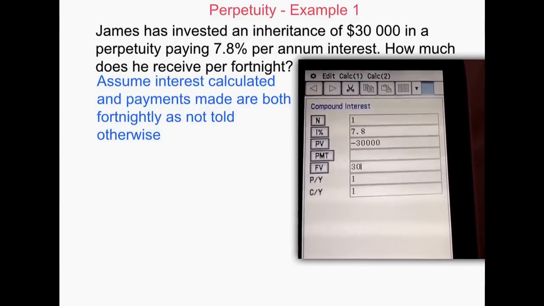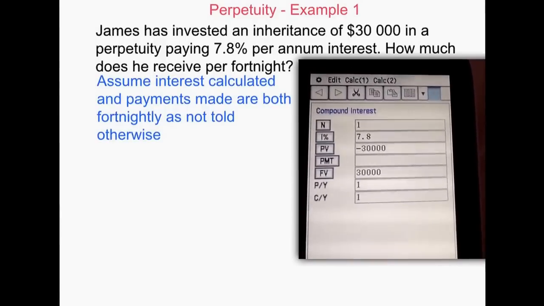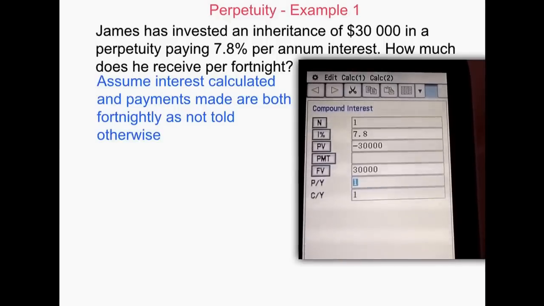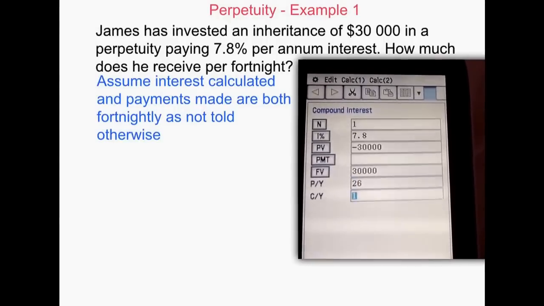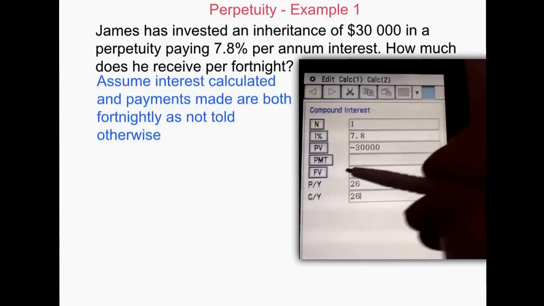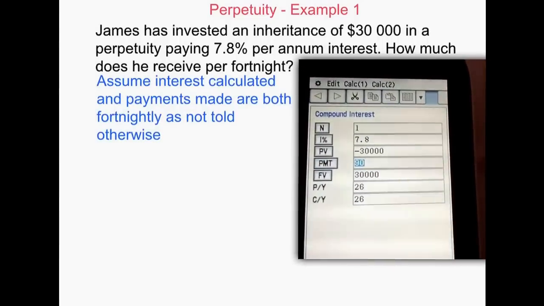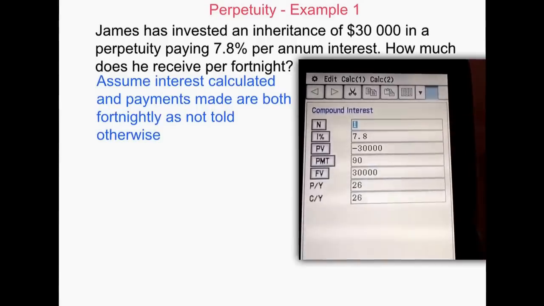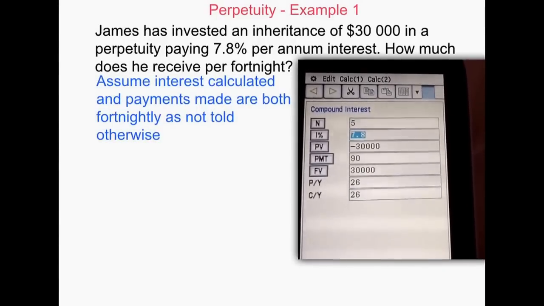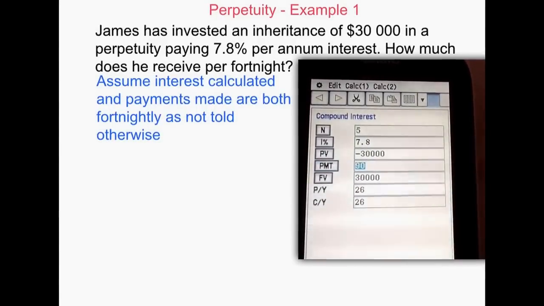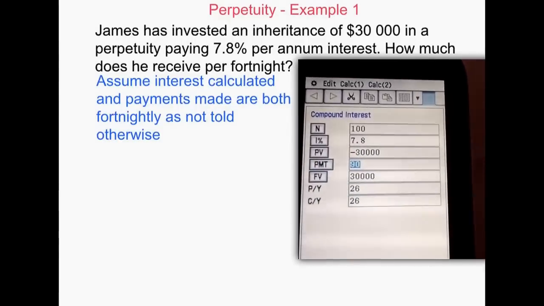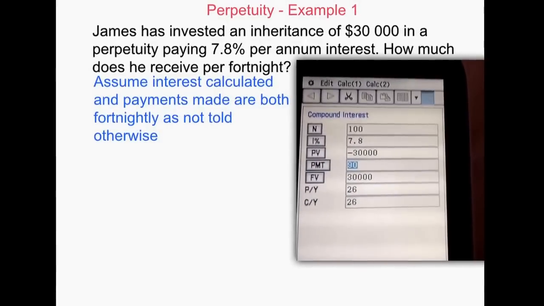FV is the future value, and that's $30,000 because it's the same. Make it the different sign, so make that positive. And payments are made fortnightly, so that's 26 times a year. And then we click PMT, regular payment is $90. It doesn't actually matter what you put in as N, as we can see here. Still 90 if N is 5, if N is 100, PMT is still $90.